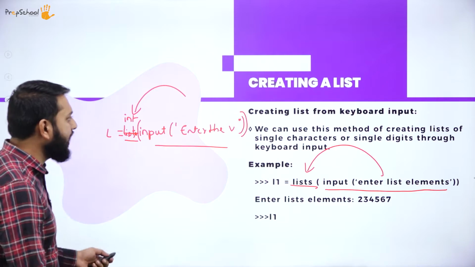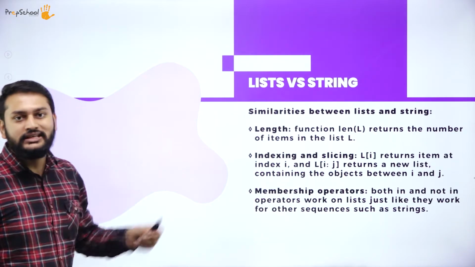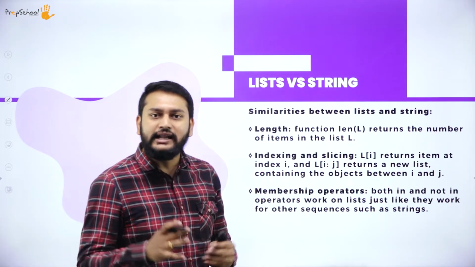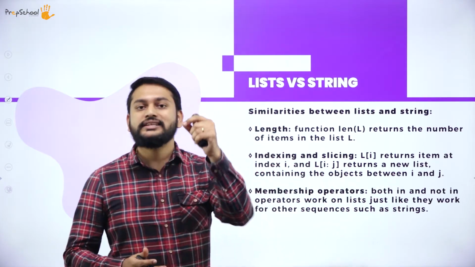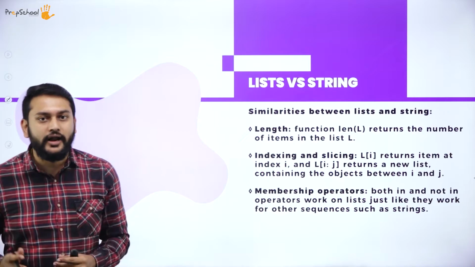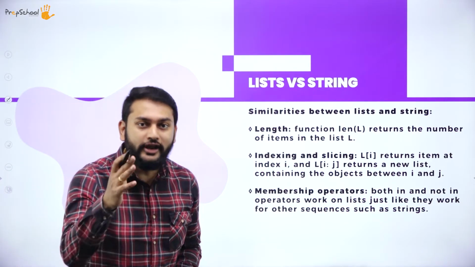So moving on to the next one, list versus strings. How exactly is the list different from the string? Let us understand this one by one. So stay tuned, don't get bored.